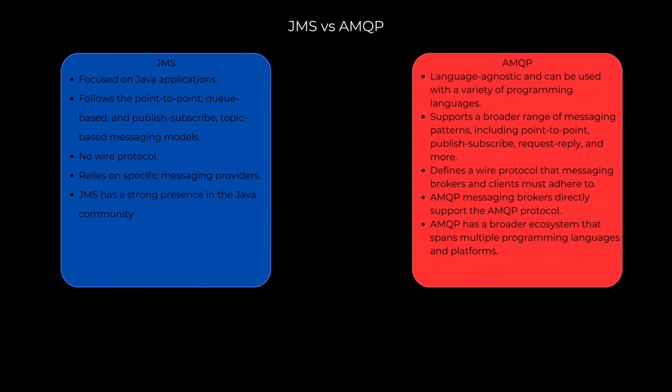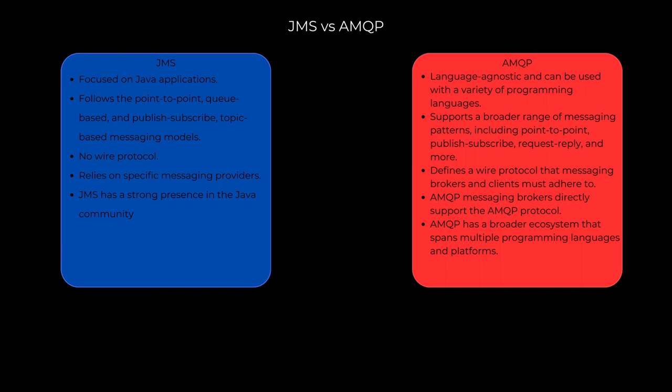Community and ecosystem. JMS has a strong presence in the Java community and is well integrated with Java-based technologies. It's commonly used in Java-centric enterprise applications. AMQP has a broader ecosystem that spans multiple programming languages and platforms. It's often chosen for scenarios where diverse technologies need to communicate seamlessly.